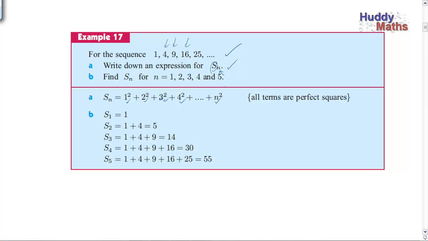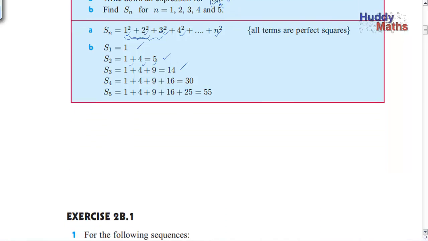All the terms are perfect squares. So the sum of one term is just 1. Sum of 2 terms is the sum of these two, which is 5. Just as a notation here, thing that we're getting into. Sum of 3 terms is that, so that's 14, and so on. So all terms here are perfect squares. We're going to just add them up. That's the idea. All right, let's do some.